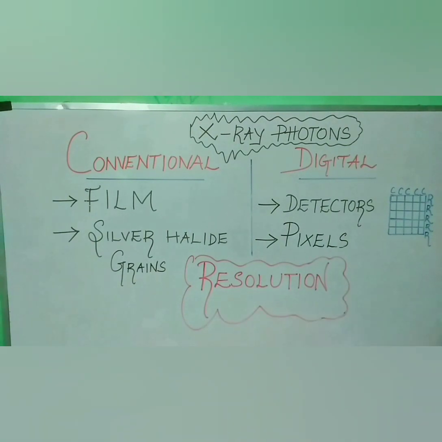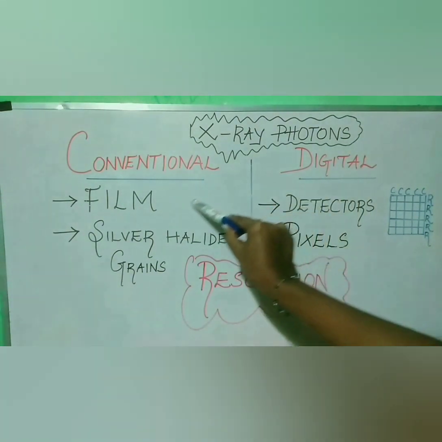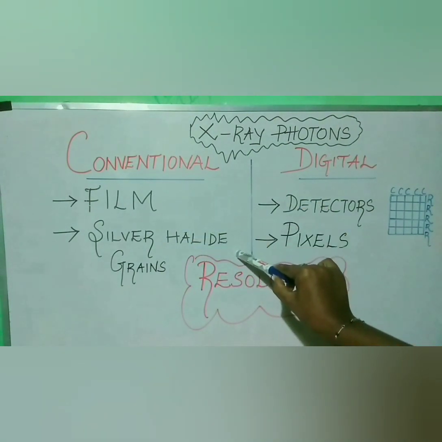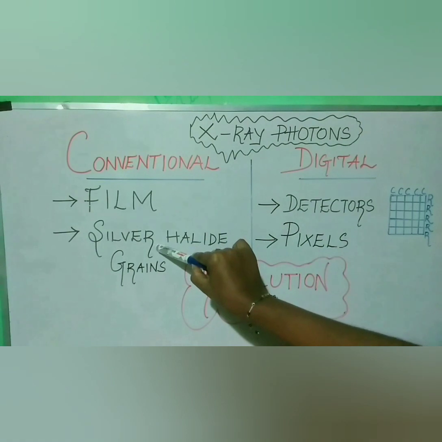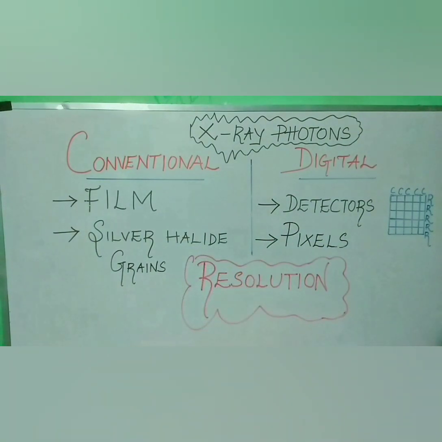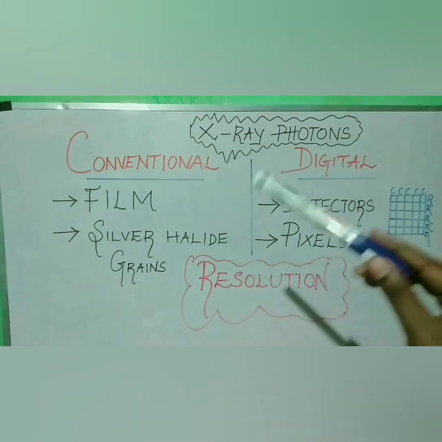Now, what do you mean by resolution? The detail an image holds within it, the amount of information that is available in an image. That is known as resolution. In conventional radiography, the resulting image has a resolution defined by silver halide grains in the film emulsion, and the exposed processed film can be viewed on a light box. So this is about conventional radiography.